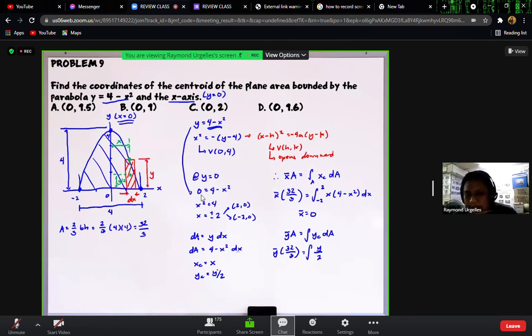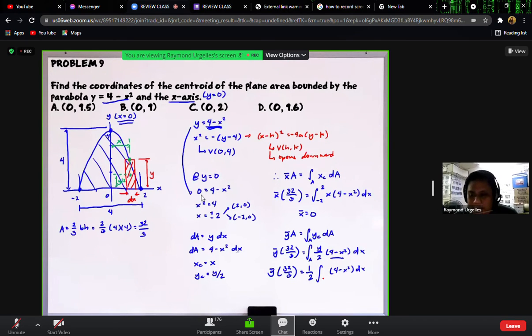So our y sub c is y/2. Then our dA is 4 minus x squared dx. The y, we know, is just 4 minus x squared. So what we can do here is this 32/3. We can factor out the 1/2 here. So 1/2, and then our y is the same, 4 minus x squared. So we can write that as 4 minus x squared dx.